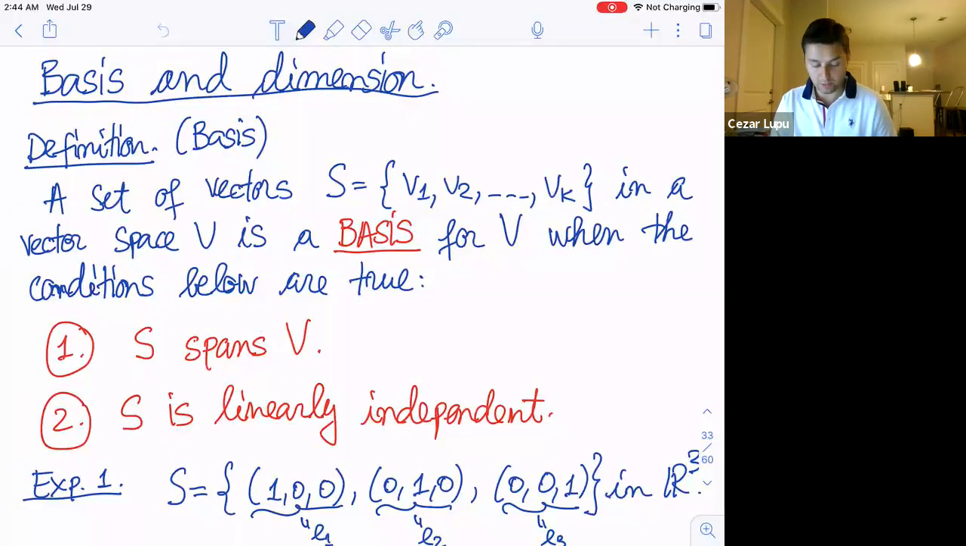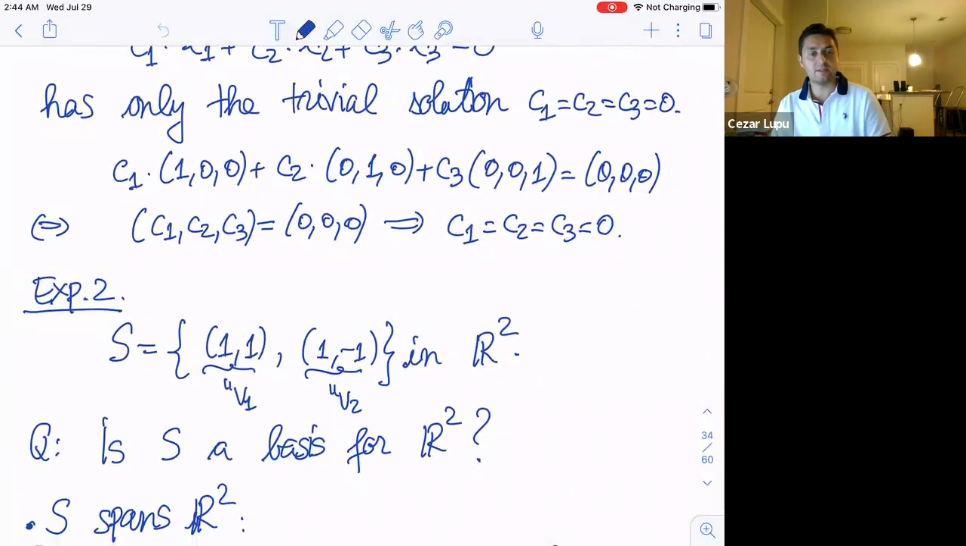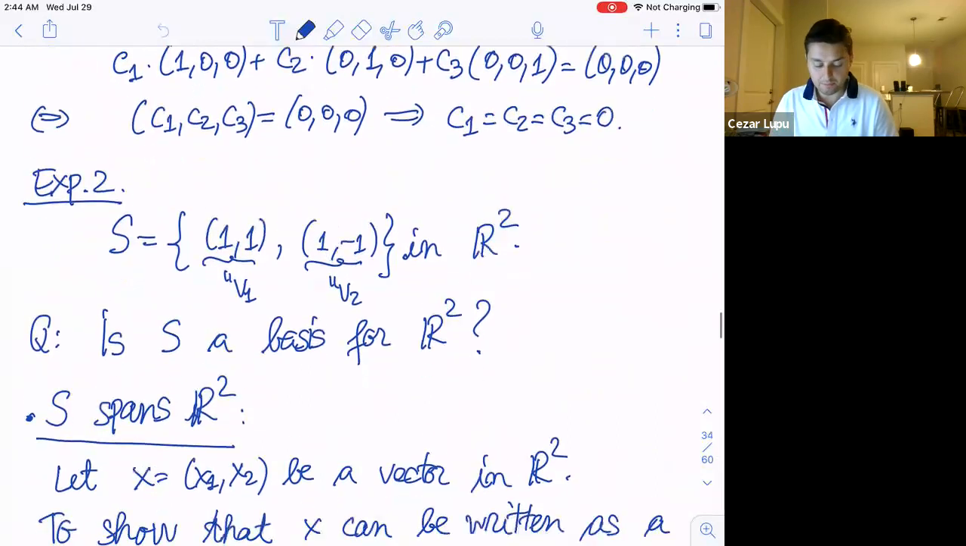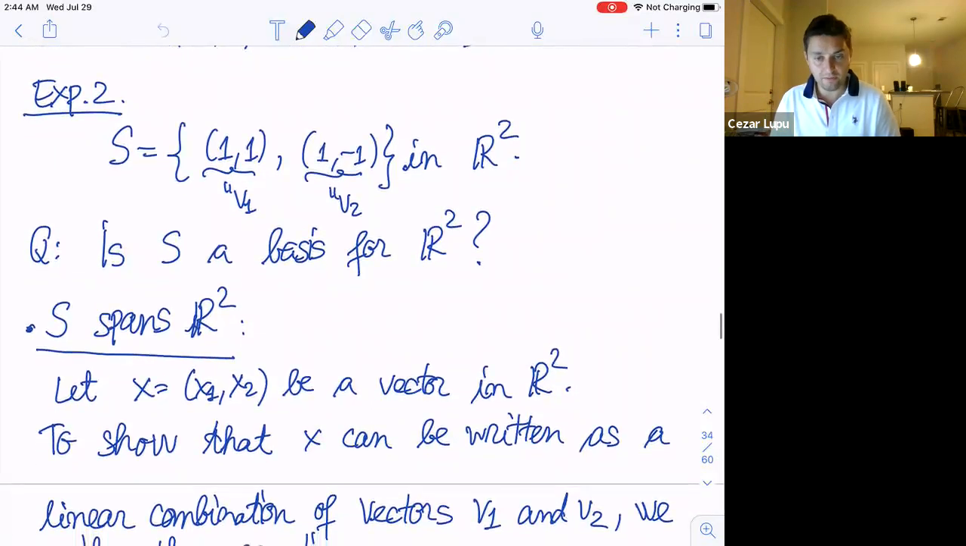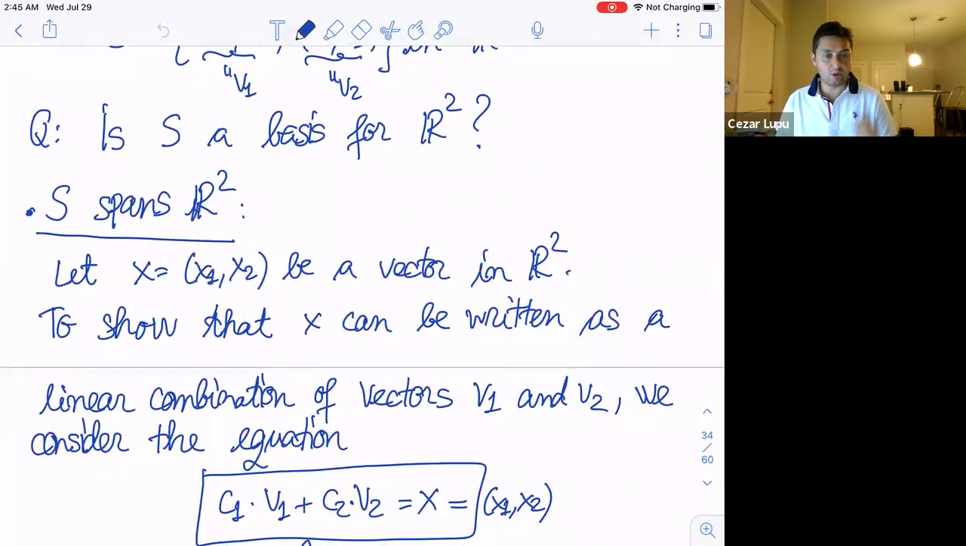So we need to check these two conditions. So we're going to do the same thing here. The first condition that we need to verify is that S spans R2. Well, we consider a vector x equals a vector in R2, and to show that x can be written as a linear combination of vectors v1 and v2, we have to consider this equation, the so-called vector equation, c1 v1 plus c2 v2 equals x, which is x1, x2.